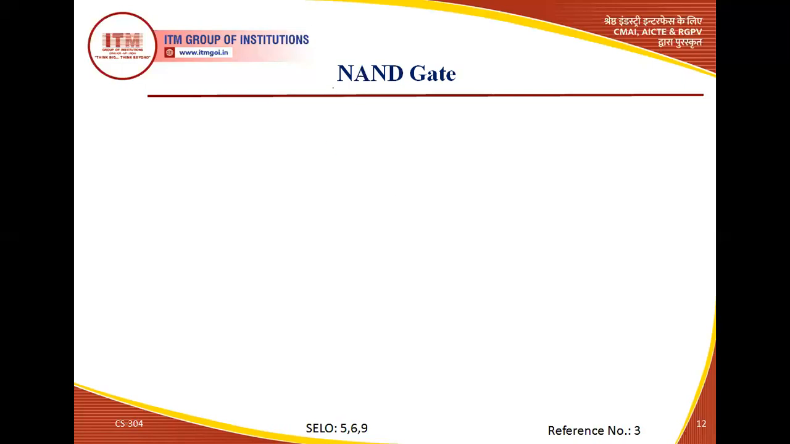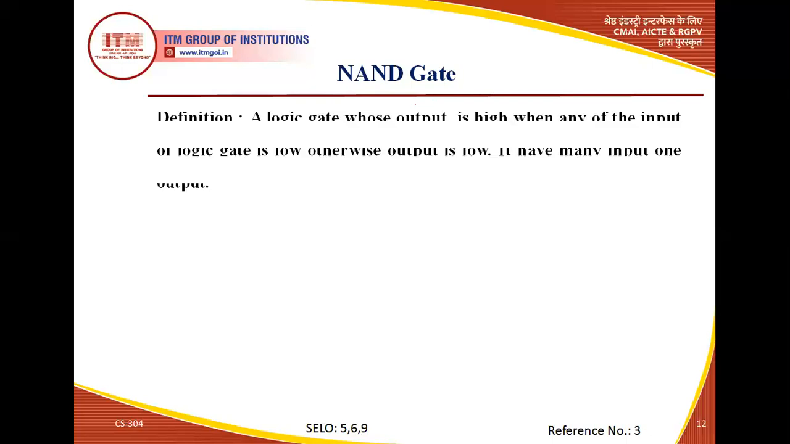Or we can create any Boolean function by using these universal logic gates, that means the NAND gate or NOR gate. That's why it is called a universal gate. Now, NAND is made of two terms, AND plus NOT. So if we invert the output of the AND gate, it will work as the NAND gate.